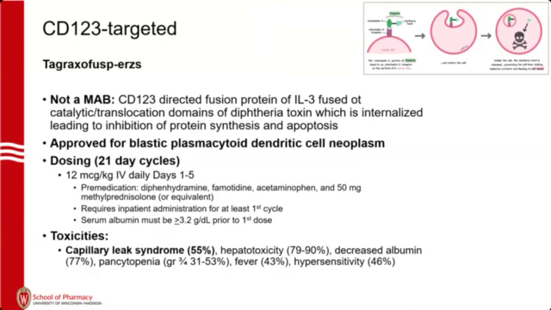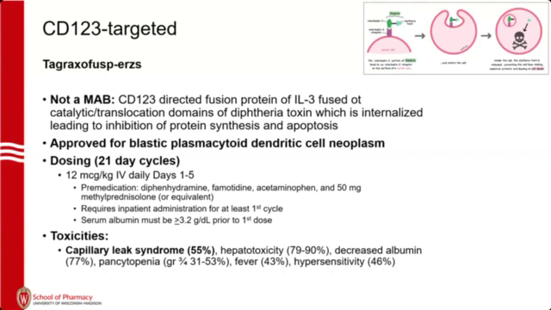I did want to include tagraxofusp, though this product is not a monoclonal antibody. I wanted to call it out as a hematologic product that does target a specific receptor, in this case CD123. Again, this is not a monoclonal antibody, but it's actually a CD123 directed fusion protein of IL-3 fused to a catalytic or translocation domain of the diphtheria toxin. So you kind of have this protein linked with diphtheria.